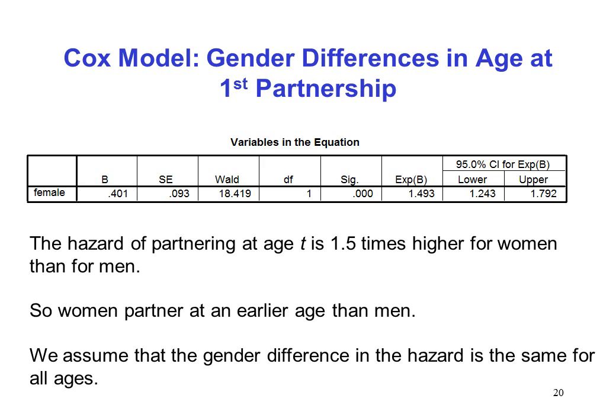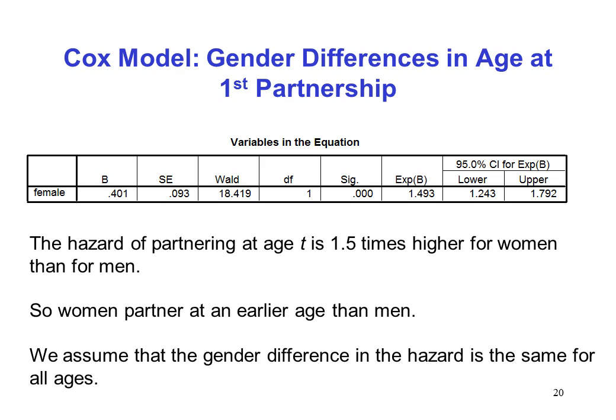All right, now here we have the results from fitting a Cox model, and all we've done here is added in gender as a dummy variable. I'm just going to skip straight to this quantity here, that's the relative risk. So what you can say is that at any age, the hazard of partnering is 1.5 times higher for women than it is for men. So in other words, women partner earlier than men.